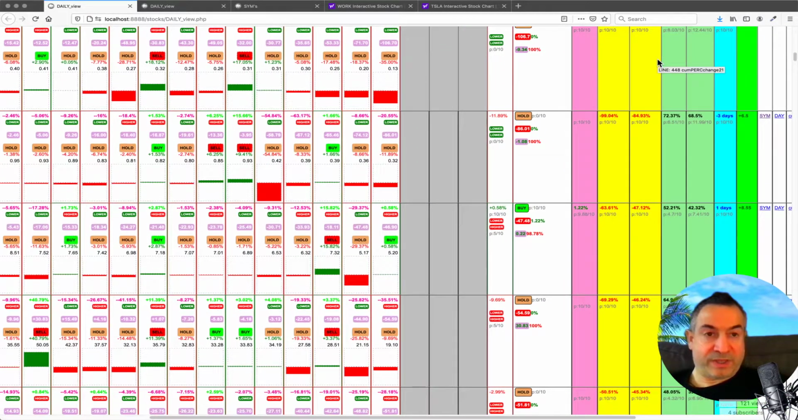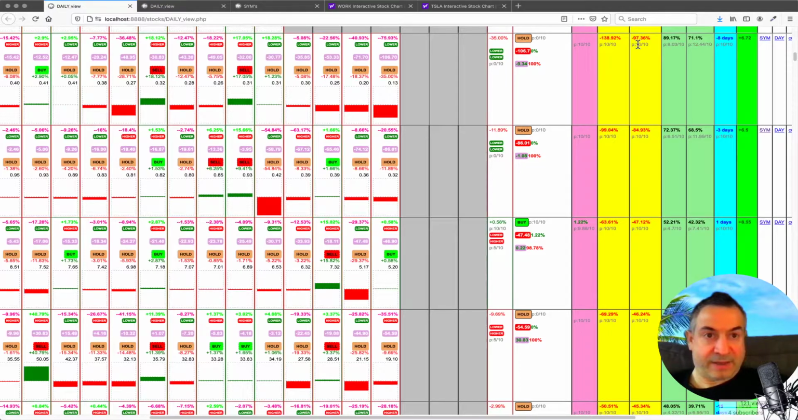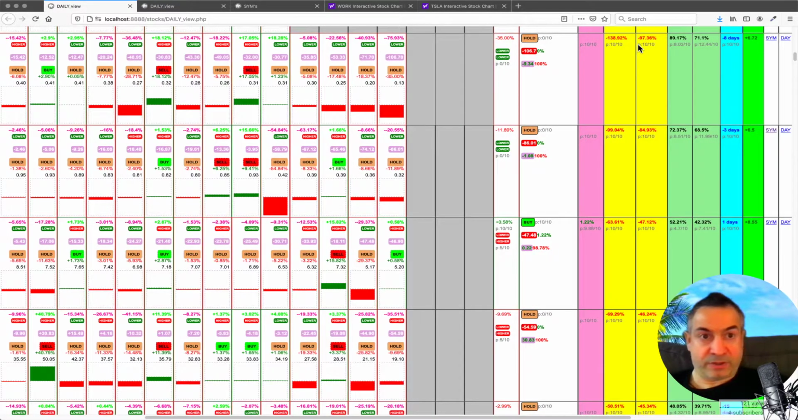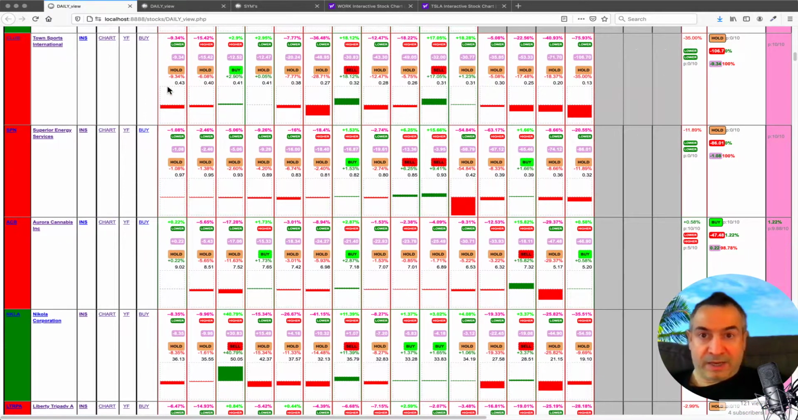So this is the stock that has dropped the most, 97%. So basically, it halved its value. And we're talking about Town Sports International.